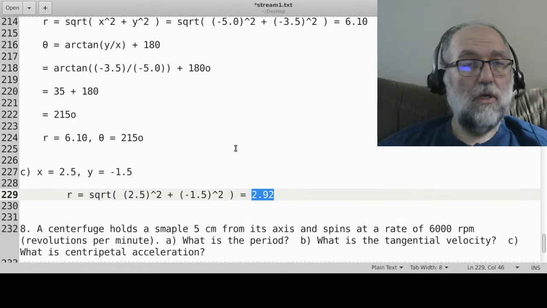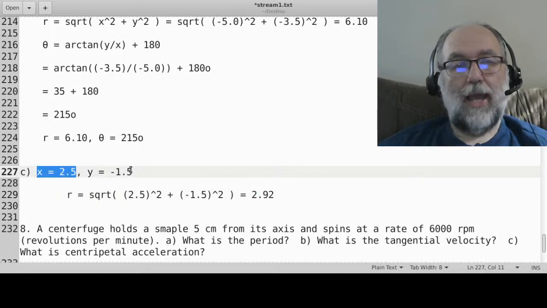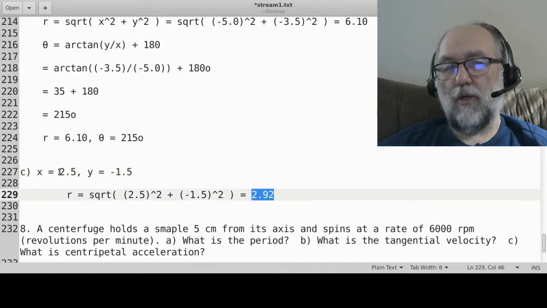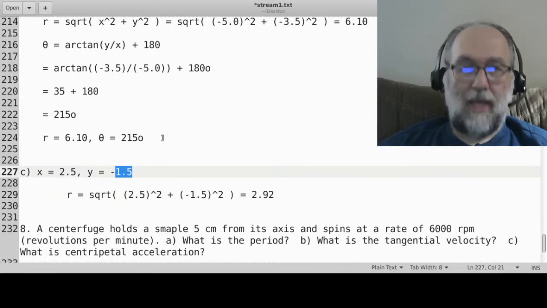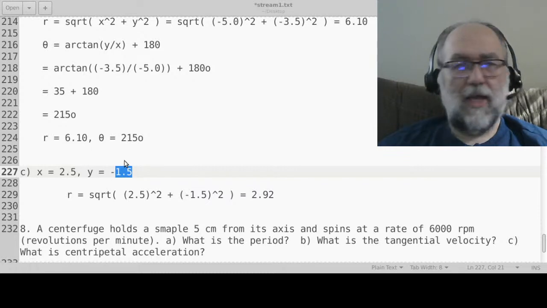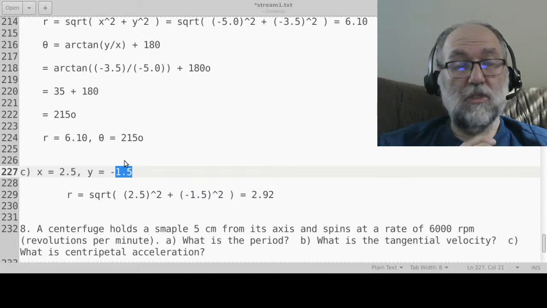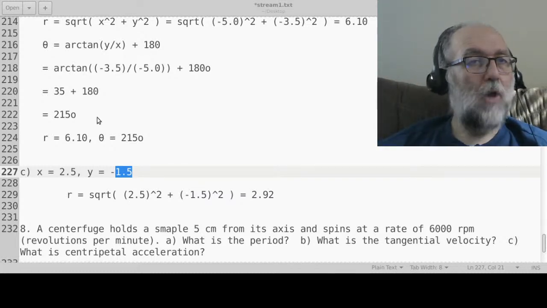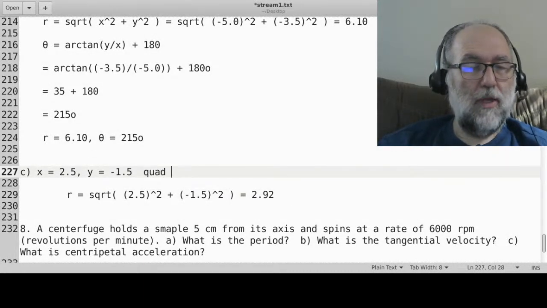By the way, a little check here. This r value has to be bigger than both x and y. Is 2.92 bigger than 2.5? Yes. Is 2.92 bigger than 1.5? Yes. So it worked. If you ever get an r value that's smaller than either the x or the y in absolute value, never mind the sign, you did something wrong.